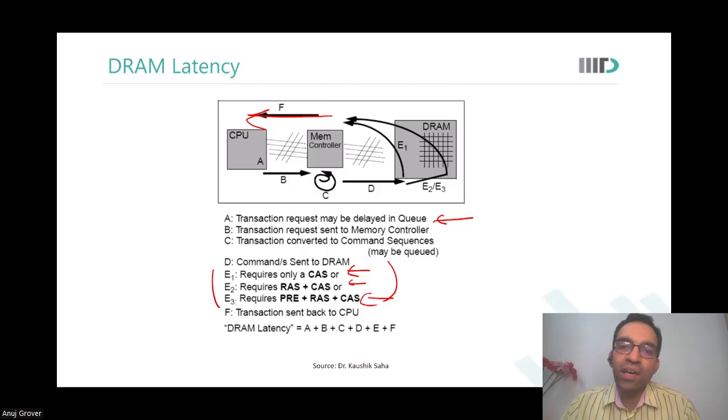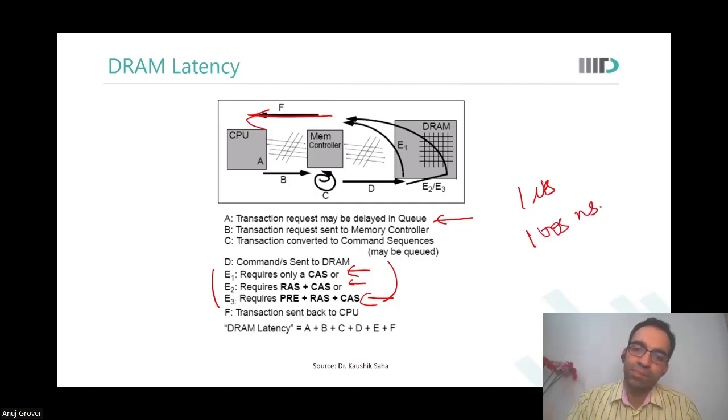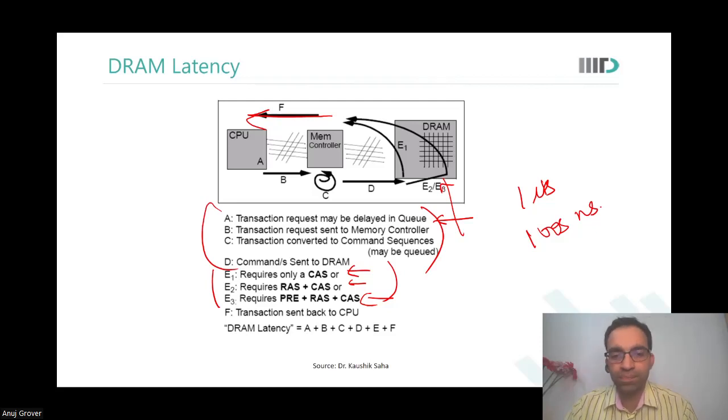Do you now realize why access to the main memory could be of the order of microseconds or hundreds of nanoseconds? DRAM doesn't take that much time by itself, but there are so many additional transactions that need to happen that it takes a lot of time. Are you able to see this?